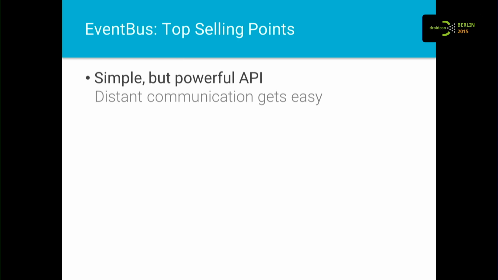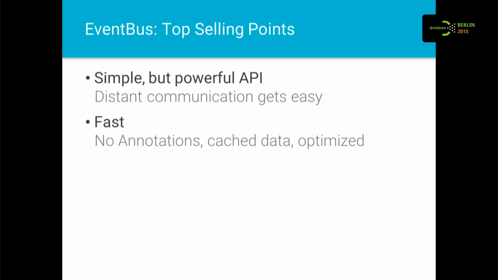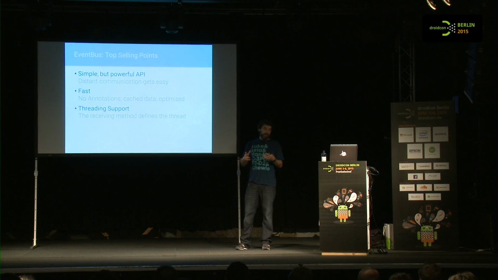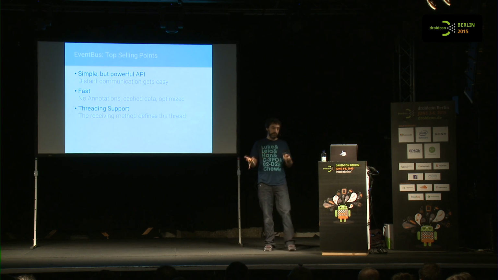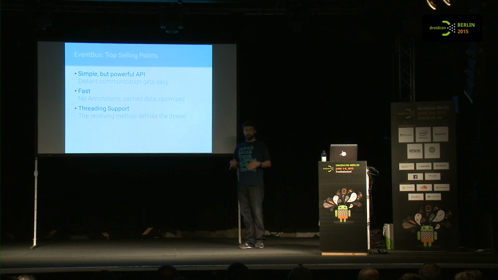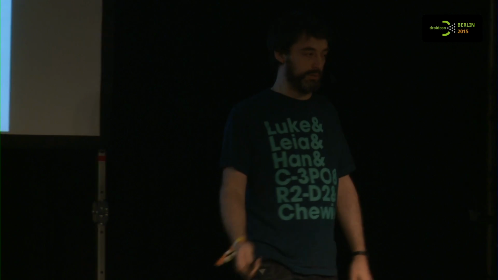So why do people like it? It's very simple, but still you can do a lot with it. It's a powerful API. And also it's quite fast. It's really optimized. I really spent some time profiling it. And also it has threading support. So when you are in a background thread doing some network stuff, and you deliver an event, Eventbus can do the thread switching for you. So the subscriber will receive it in the main thread if he wants. Everything with the UI has to be done in the main thread, so this is some convenience for Android developers.